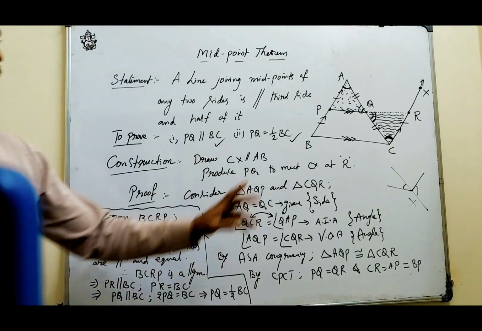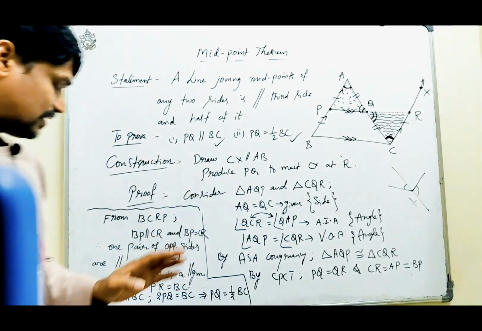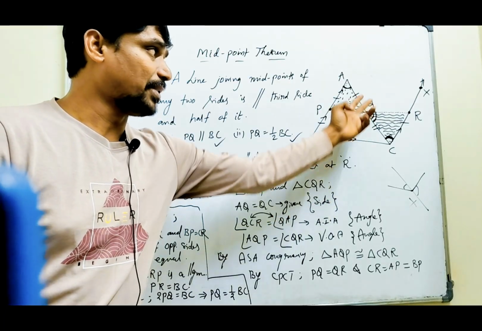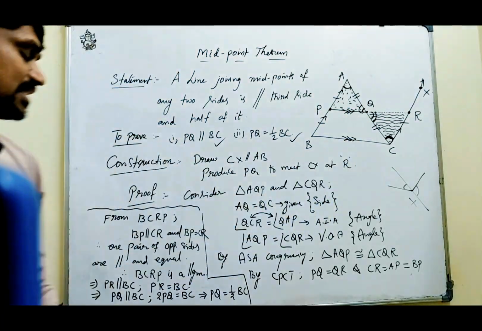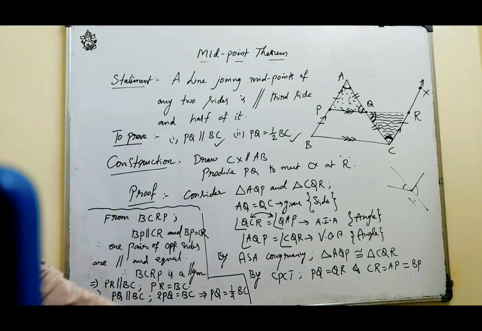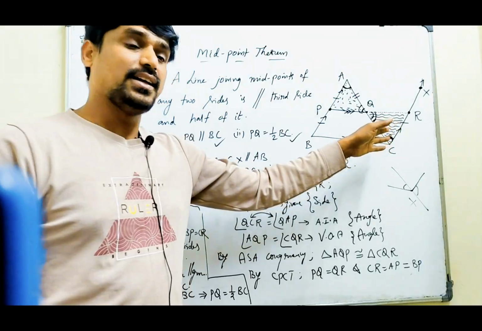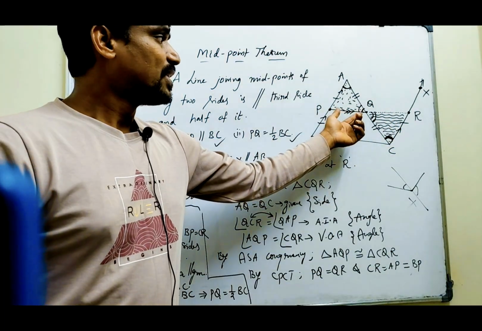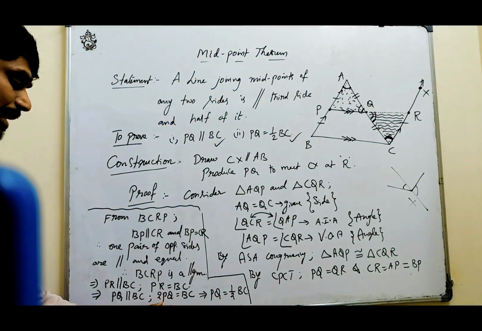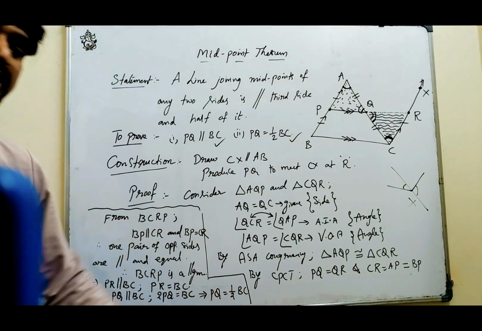If it is a parallelogram, then the other pair of opposite sides are also parallel and equal. So therefore, PR is parallel to BC and PR is equal to BC. Here PR is nothing but PQ plus QR, and PQ is equal to QR, which we already proved. So PR is nothing but 2 times PQ. I just replaced it here: 2 times PQ is equal to BC. But we want only PQ, so PQ is equal to half BC.